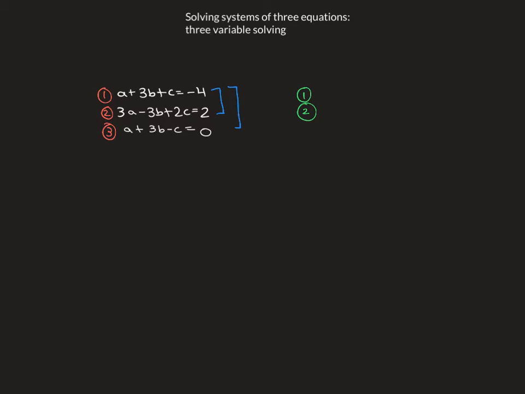So equation 1 is a plus 3b plus c is equal to minus 4. And then equation 2 is 3a minus 3b plus 2c is equal to 2. What you're going to do in this scenario is use the elimination method. What I mean by that is you're basically going to match up your opposites. So in equation 1 we have positive 3b, and in equation 2 we have minus 3b.